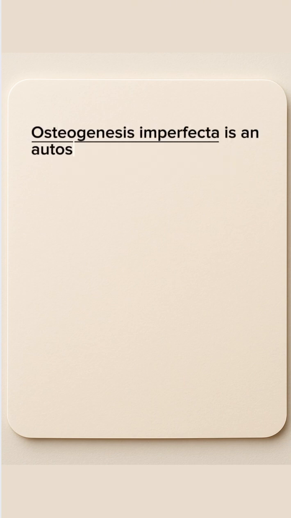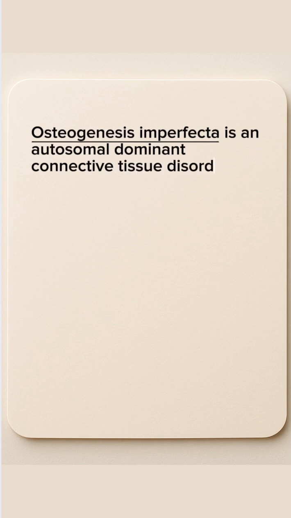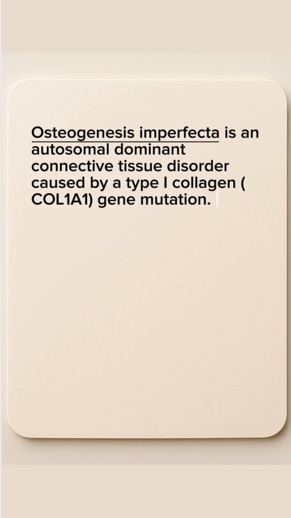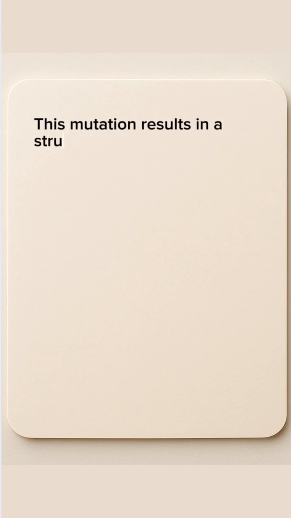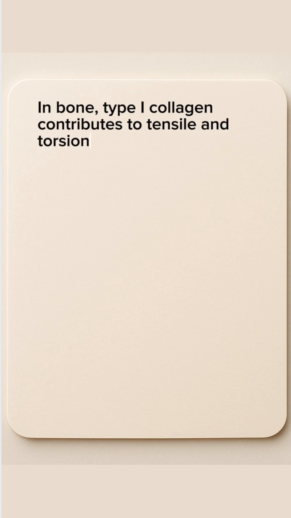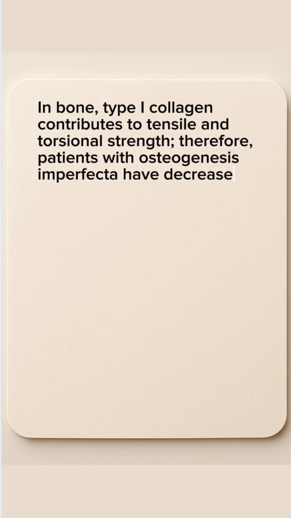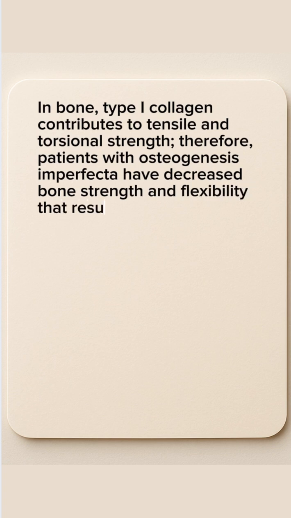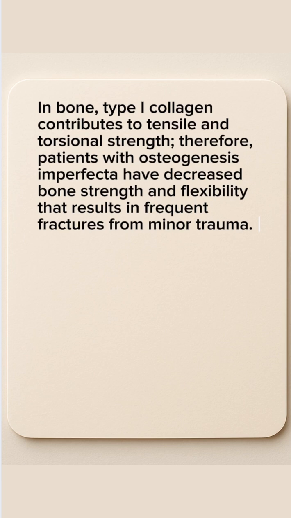Osteogenesis imperfecta is an autosomal dominant connective tissue disorder caused by a type 1 collagen COL1A1 gene mutation. This mutation results in a structural defect in type 1 collagen, an important component of the musculoskeletal system, skin, and sclera. In bone, type 1 collagen contributes to tensile and torsional strength. Therefore, patients with osteogenesis imperfecta have decreased bone strength and flexibility that results in frequent fractures from minor trauma.